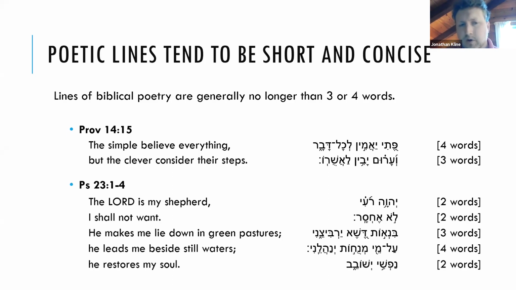Perhaps the most famous poem in the Bible is Psalm 23. We'll just look at the first four verses. "The Lord is my shepherd, I shall not want. He makes me lie down in green pastures. He leads me beside still waters. He restores my soul." I'll read it in Hebrew, and you can look at the word counts for the lines as I do this. Adonai ro'i lo echsar, bin'ot deshe yarbitzeni, al mei menuchot yenahaleni, nafshi yeshovev. So you can hear it's kind of short and compact.